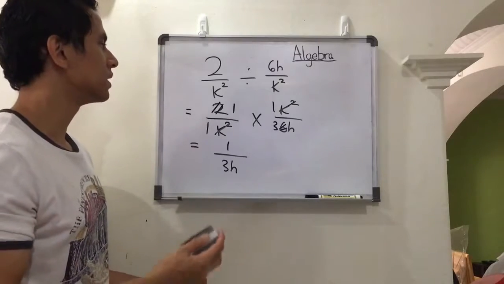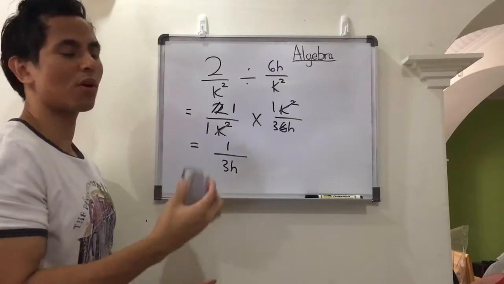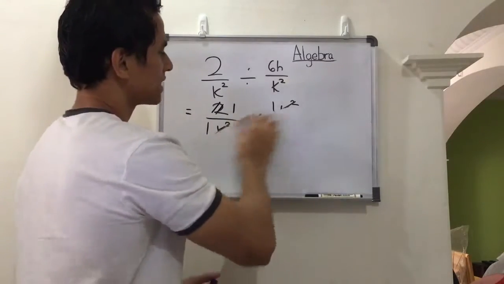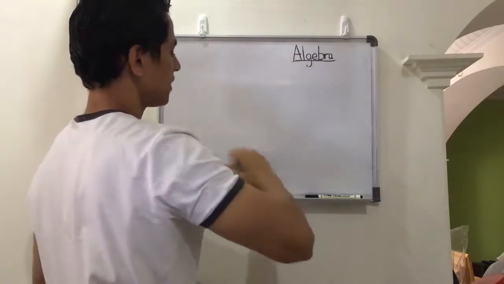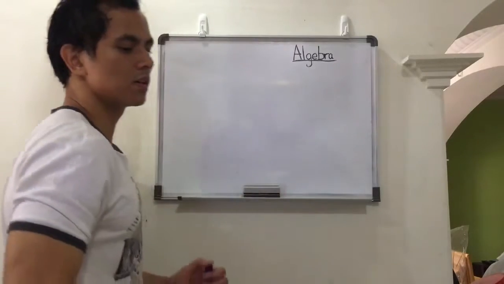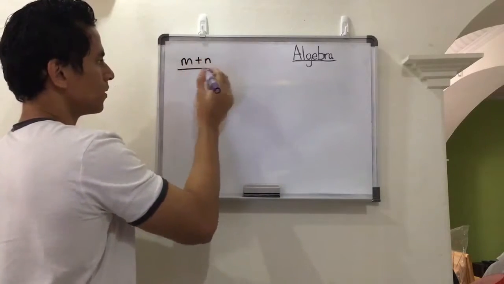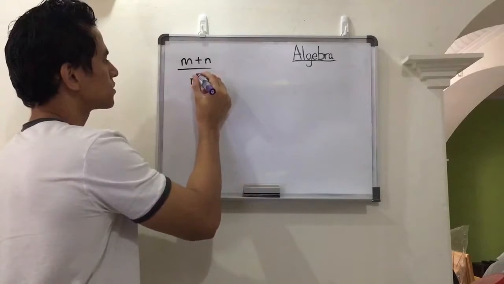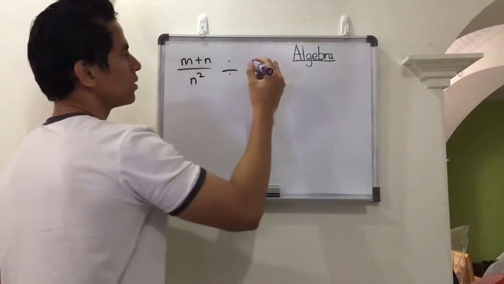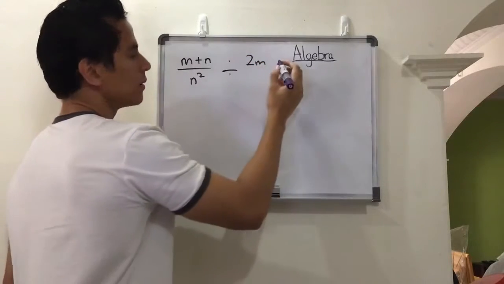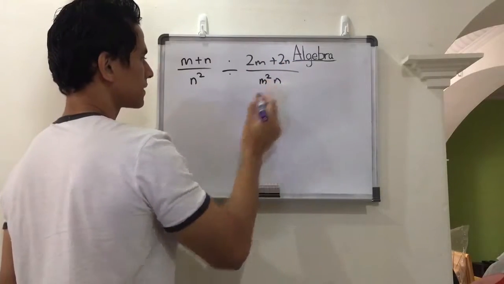If there are more confusing terms and powers involved, let's see what happens. So in my second example, let me illustrate that. Suppose we have m plus n over n square, divided by 2m plus 2n over m squared times n.